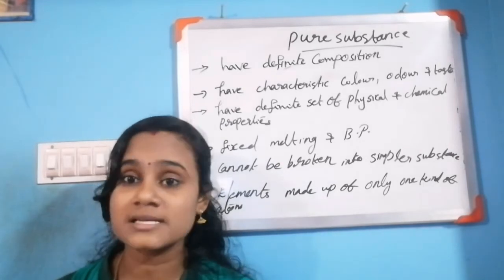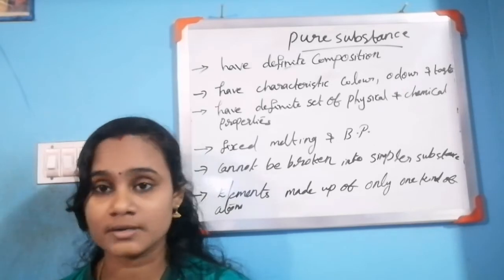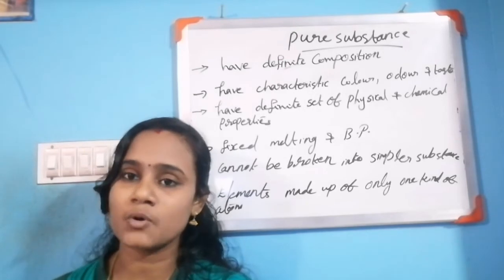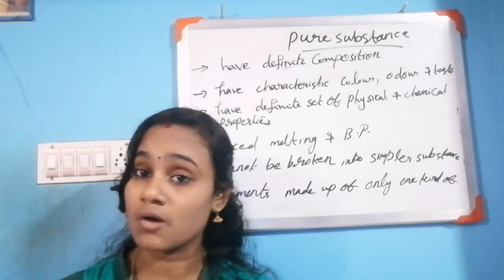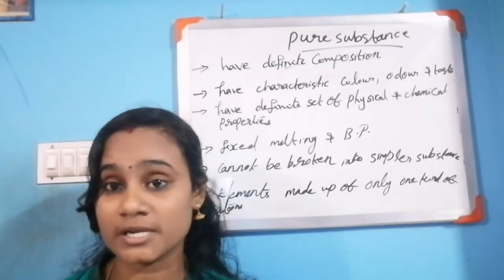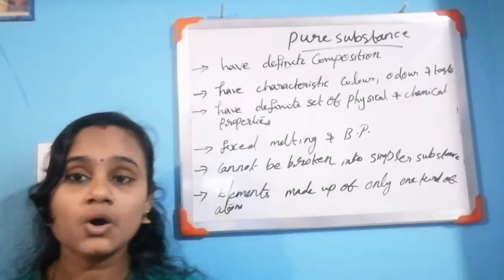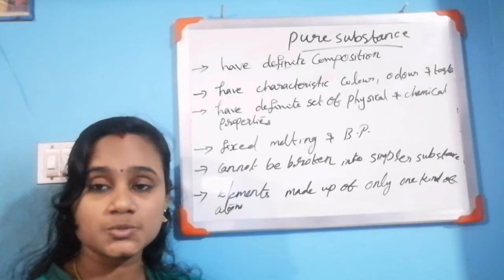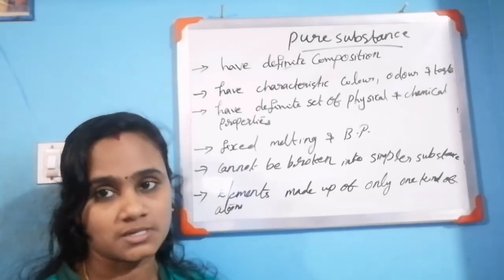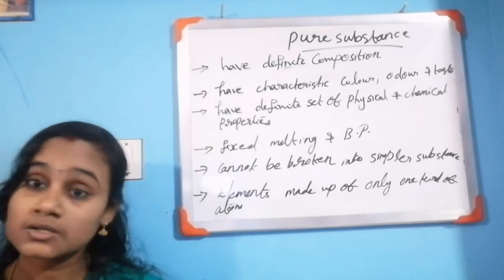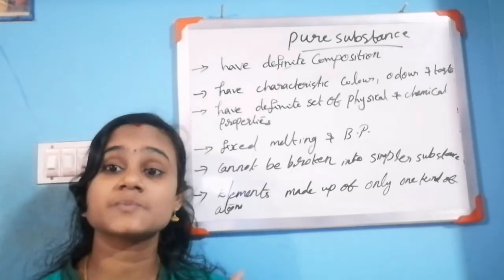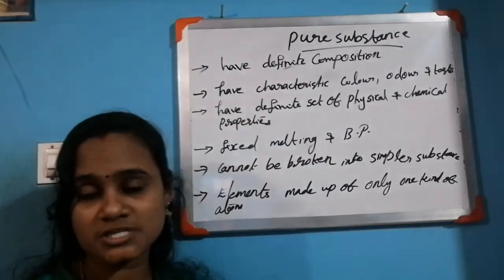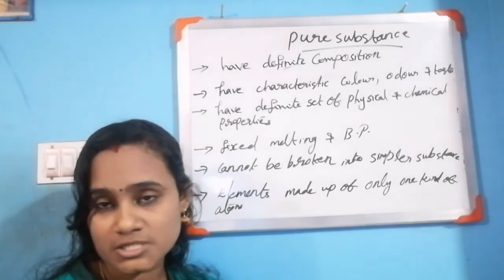For example, if we add some salt or sugar into the water, it boils at a higher temperature. If the water boils at 100 degrees Celsius, but we add salt or sugar into that, it boils at a higher temperature only. So that means water plus salt are mixed with each other, so some impurity is present. Here the impurity is salt. So that is an impure substance. Then that substance becomes impure. So we can say, first point, a pure substance has a definite composition.